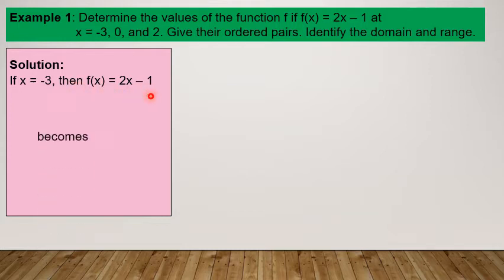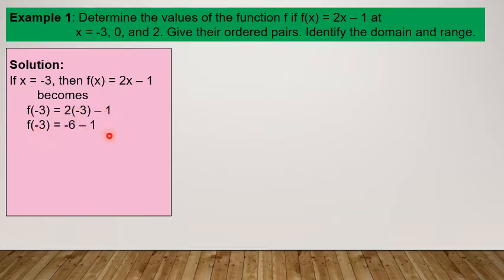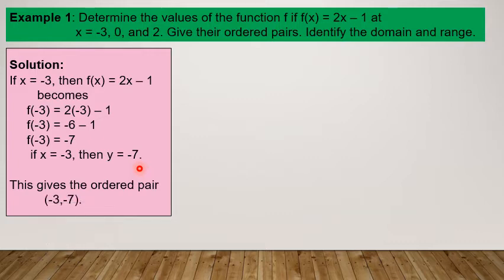And then we're going to substitute negative 3 for x. So f of negative 3 equals 2 times negative 3 minus 1. We multiply 2 times negative 3, which gives negative 6, and copy negative 1. Then we combine negative 6 and negative 1, so it becomes negative 7. Therefore, if x equals negative 3, then y equals negative 7. Then let's write the ordered pair: negative 3, negative 7.